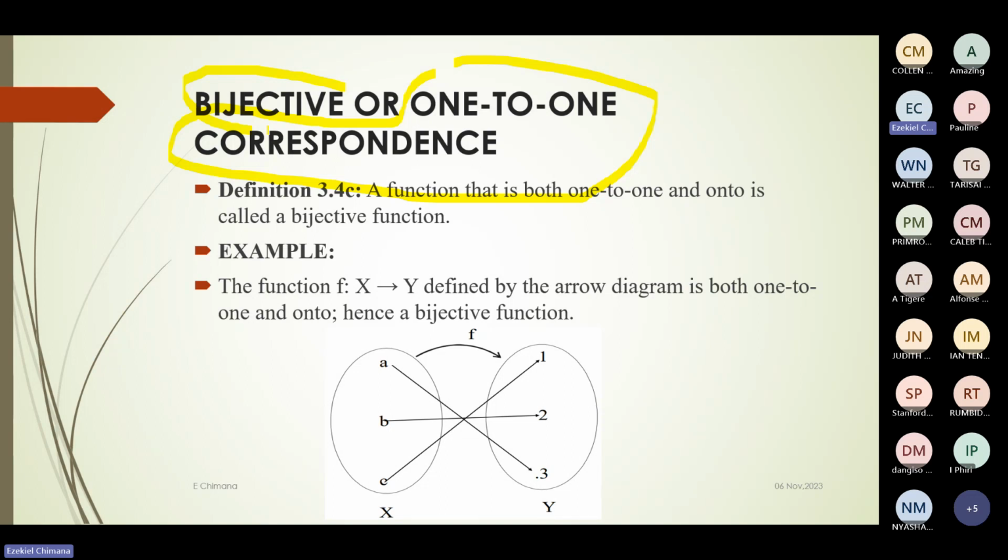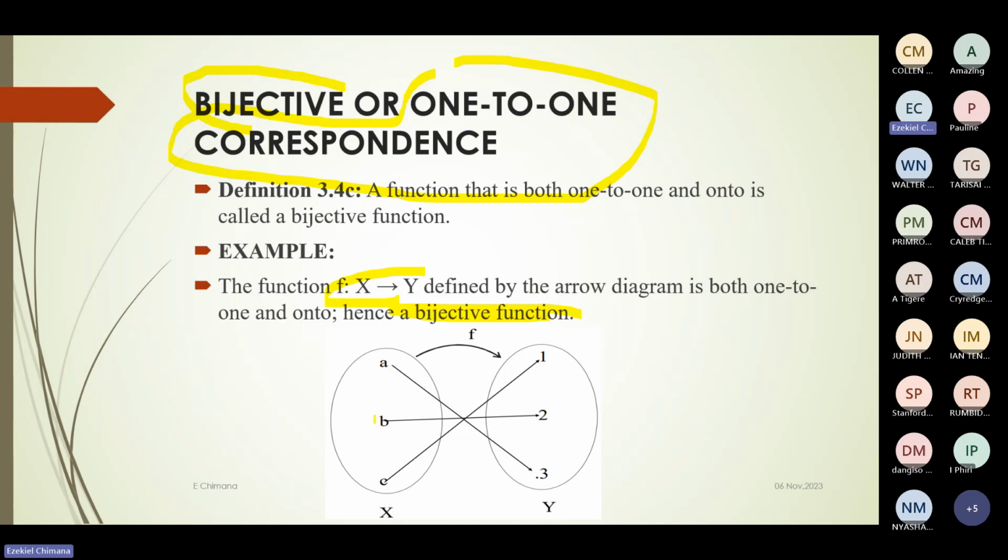if it is a bijective function or not. So the function f, which maps x to y, defined by the arrow diagram, is both one-to-one and onto, hence a bijective function. Let's look at this one. Can we say this one is a one-to-one or an injective function? Yes, we can say so. Why can we say so?